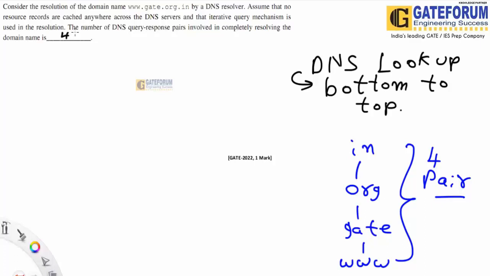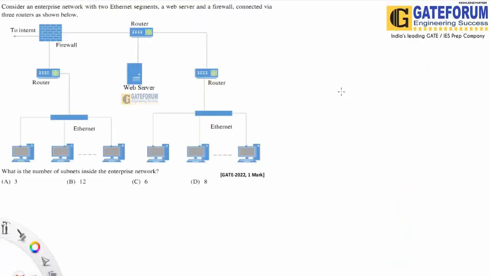Keep practicing. Thank you. So here in this particular series, we will be answering all the computer network questions, just asking GATE control. Okay, so here on the screen, we are seeing the first question.